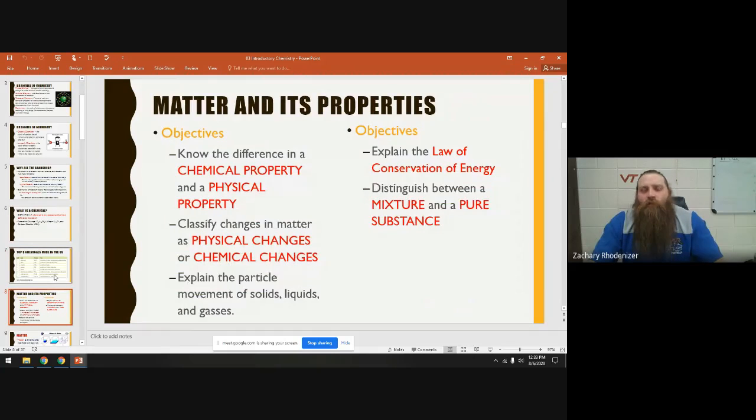Now, since we are talking about the study of matter, okay, we got a couple things we want to make sure that we can do by the end of this. We want to know the difference in a chemical property and a physical property. We want to be able to classify a change as a physical change or a chemical change. We want to explain particle movement and compare how they move in solids, liquids, and gases. Okay. We want to look at the law of conservation of energy and be able to define that, describe it, maybe give an example of when it is in effect. And we want to make sure we know the difference in a mixture and a pure substance. So that's the next about 20 slides or so. So let's get into that.